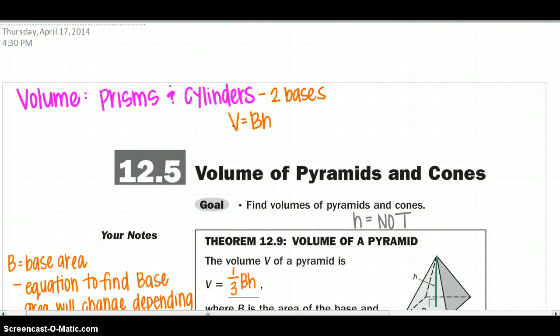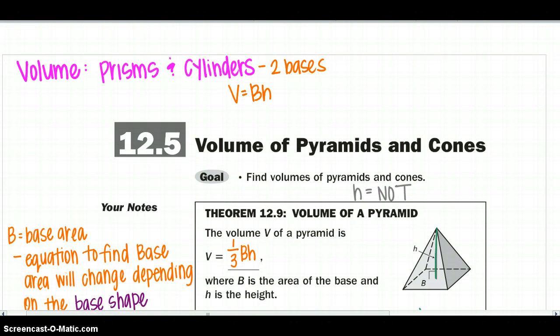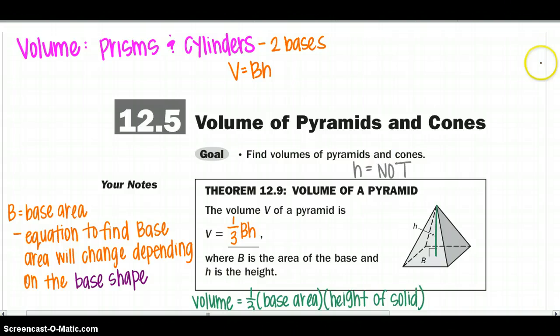So that equation will stay true to both of those. And now we're going to get into pyramids and cones. And those equations will also be true for both a pyramid and a cone. So looking at Theorem 12.9, the volume of a pyramid is going to be V equals 1/3 the base area times its height. And again, I know we've talked about the big B being the base area, and of course the equation to find the base area will change depending on the base shape. So that is something we need to make sure we pay attention to.